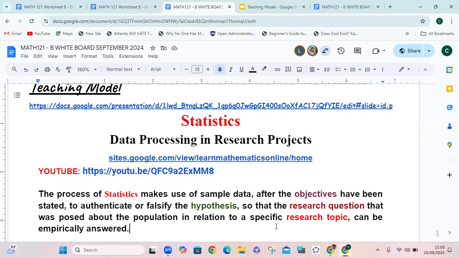So let's talk a little bit about the process of statistics. It makes use of sample data after the objectives have been stated to authenticate or falsify the hypothesis, so that the research question that was posed about the population in relation to a specific research topic can be empirically answered. Please pause a little bit and contemplate on that little phrase.